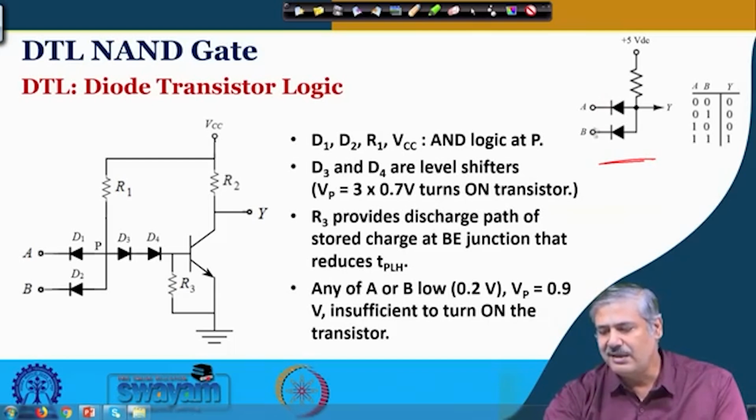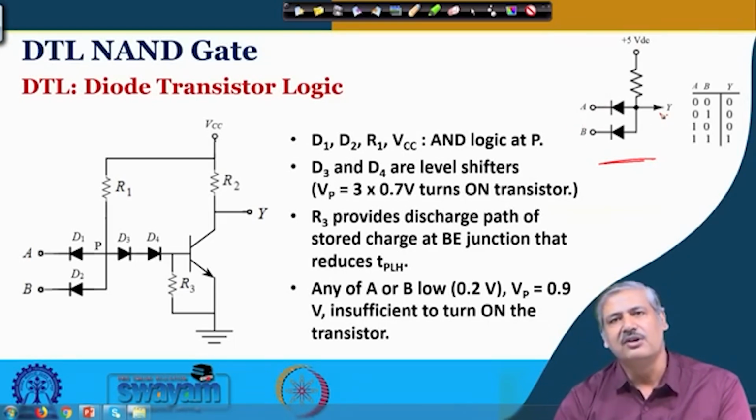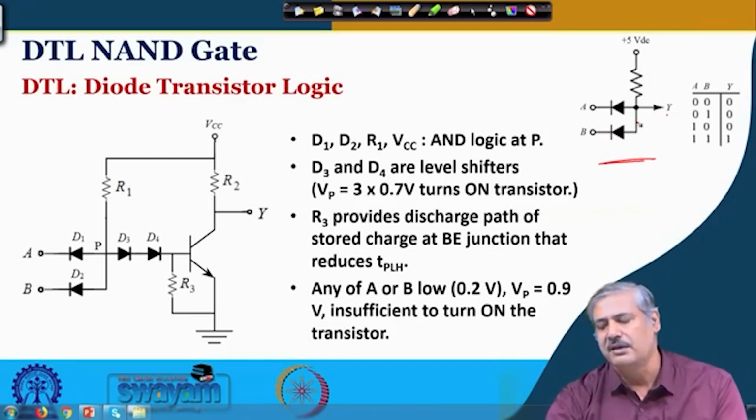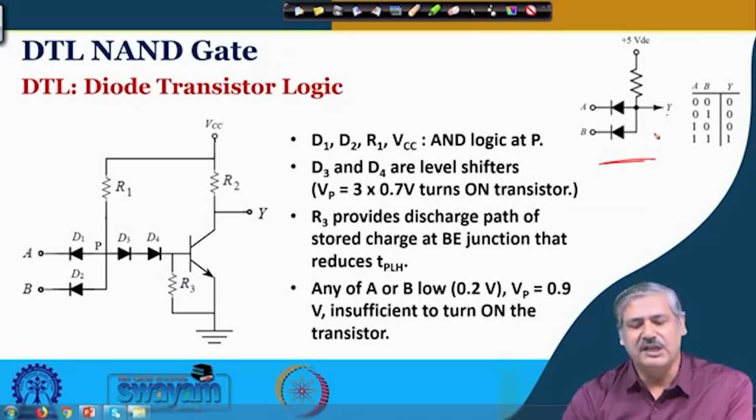So, between these 2 inputs A and B and this Y, what was the relationship? If any of the inputs is low, output is low, because current is going in this direction. Only when both of them are high, the voltage is available here, that is, no current is flowing, right, and at that time the output was high. So, this was effectively an AND logic, right.